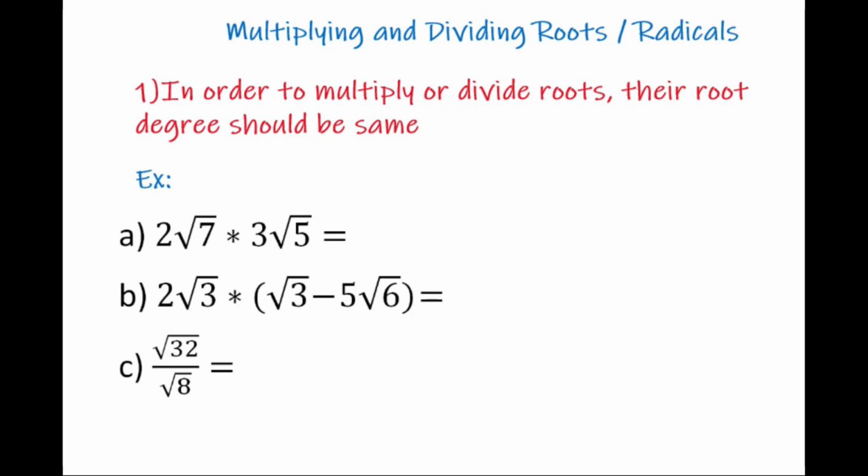In this video, we're gonna multiply and divide the roots or radicals. We have a property for that. In order to multiply or divide the roots, their root degree should be the same.